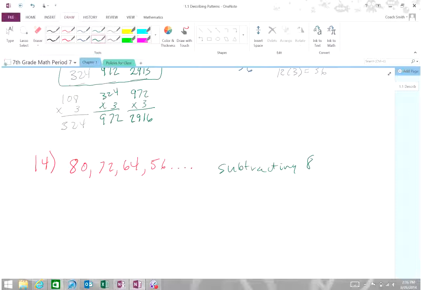I'm not going to make you write the sentence like they do in the book. They would say, you're subtracting 8 from the previous number, or something like that. We're just subtracting 8. Now, the ones that I saw, everybody had the correct 3 numbers: 48, 40, 32. So that is the answer to number 14.